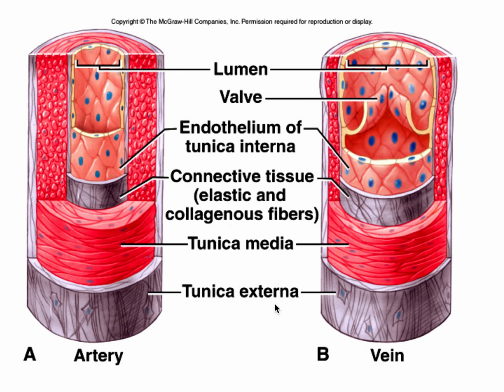Here's just a more zoomed in picture of it, so you can see the artery has the smaller lumen and thicker smooth muscle tissue. The vein has a larger lumen and valves inside, as well as thinner muscle tissue.